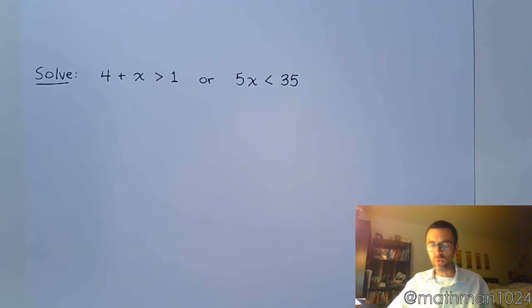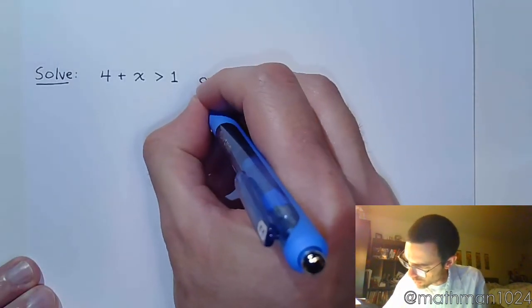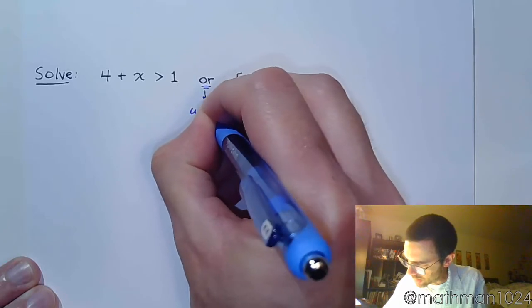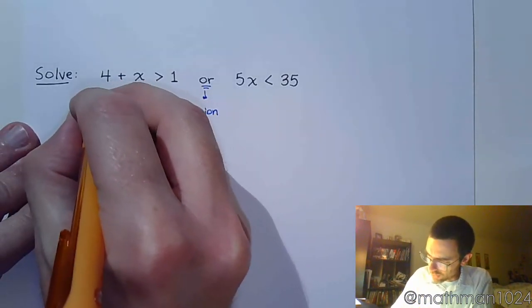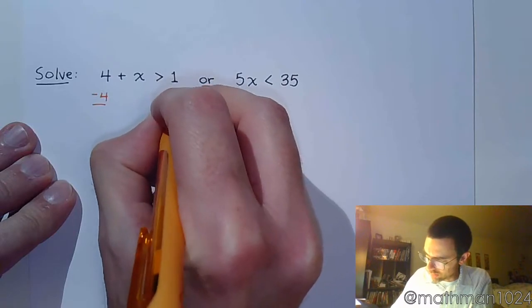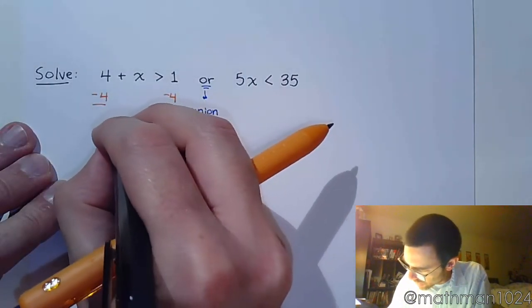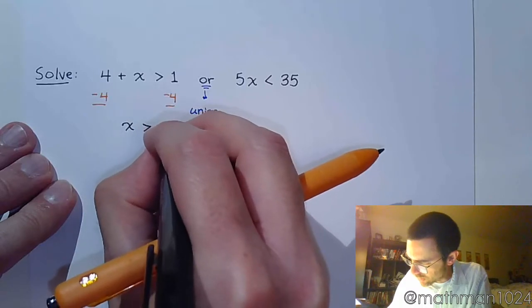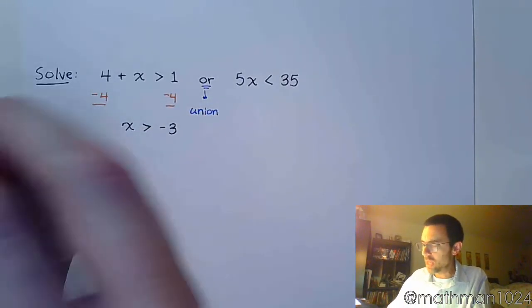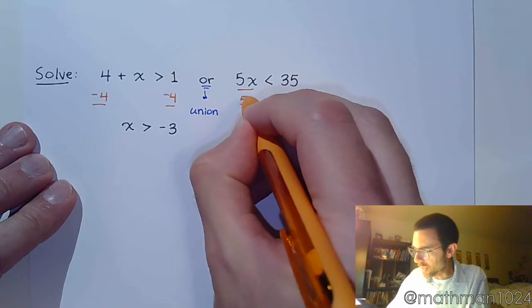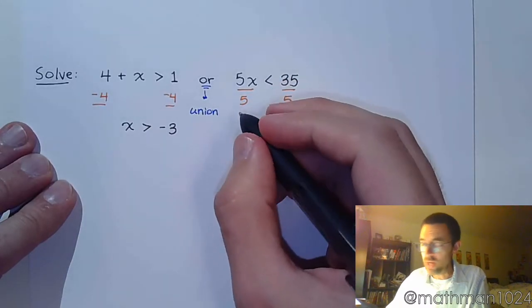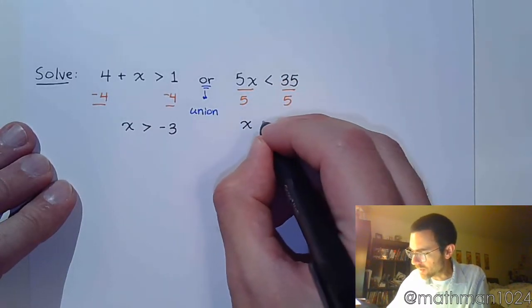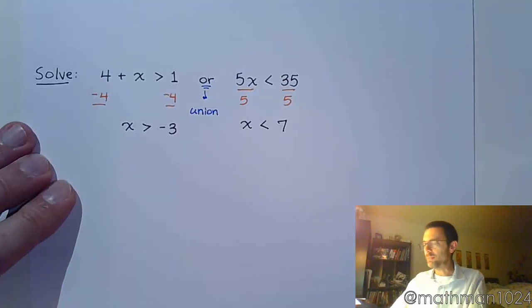We see that we have the word or, and we know that the word or means union. And again, union means just put everything together. But before I can do that, I need to go ahead and solve each of these inequalities. So first, I'm going to subtract 4. That gives me x is greater than -3. And over here, I'm going to divide both sides by that coefficient of 5. Dividing by positive, so no change to the direction here, so x is less than 7.